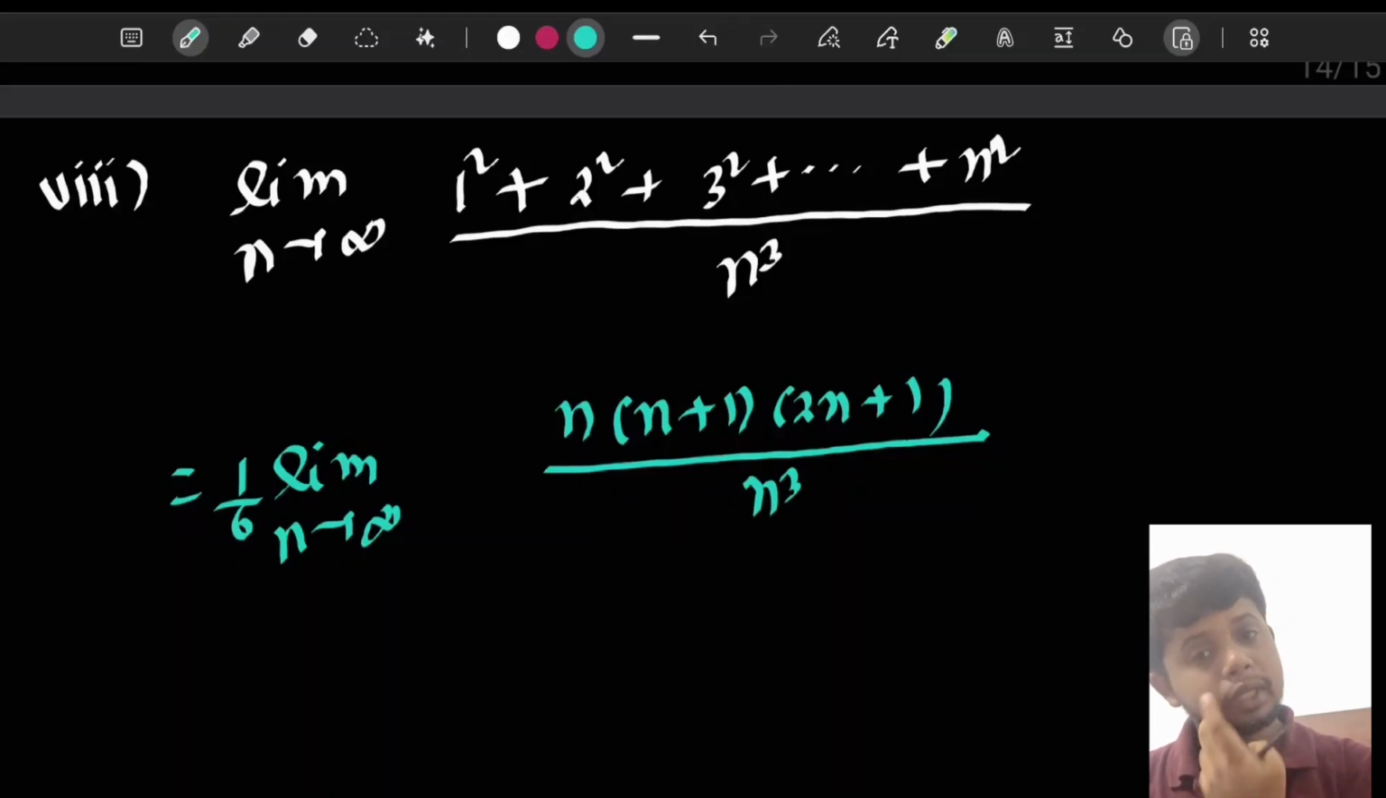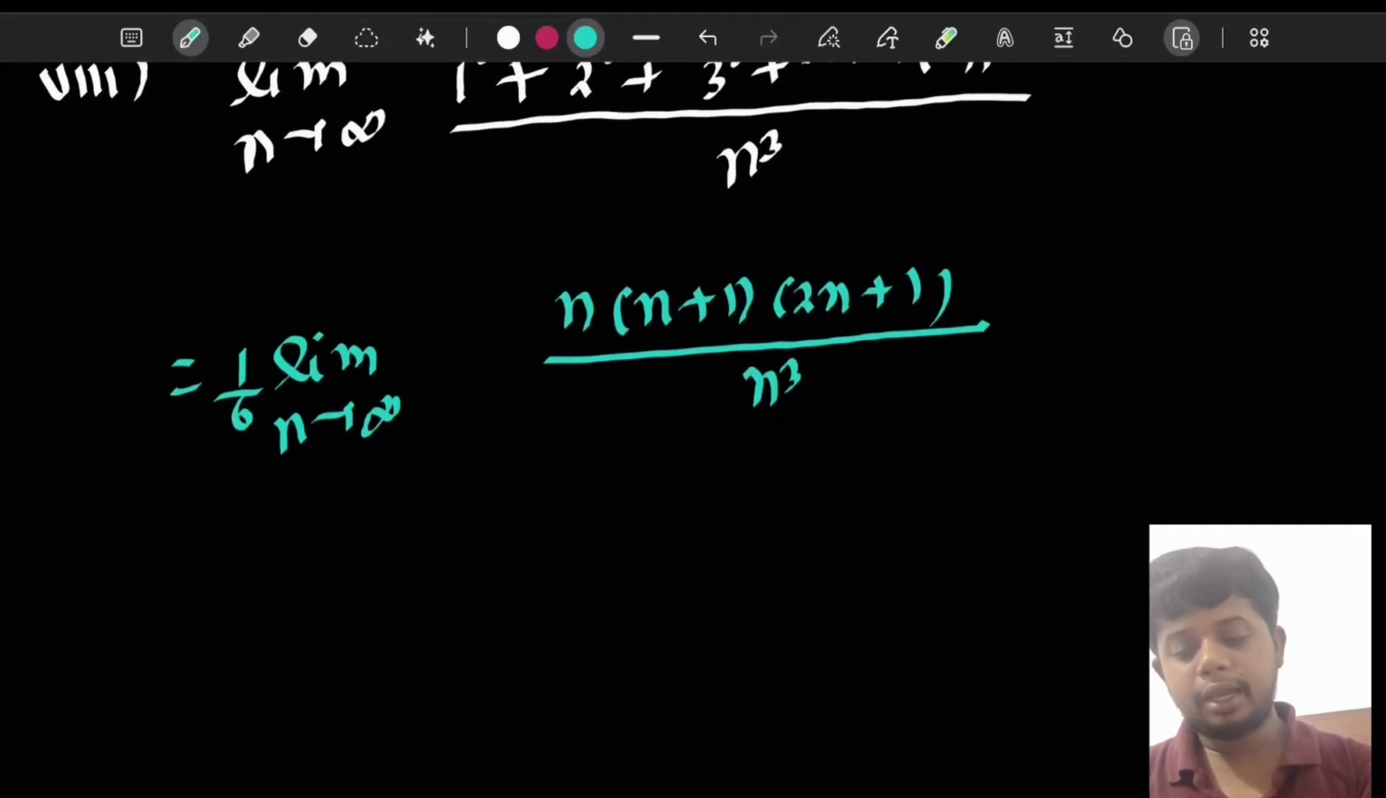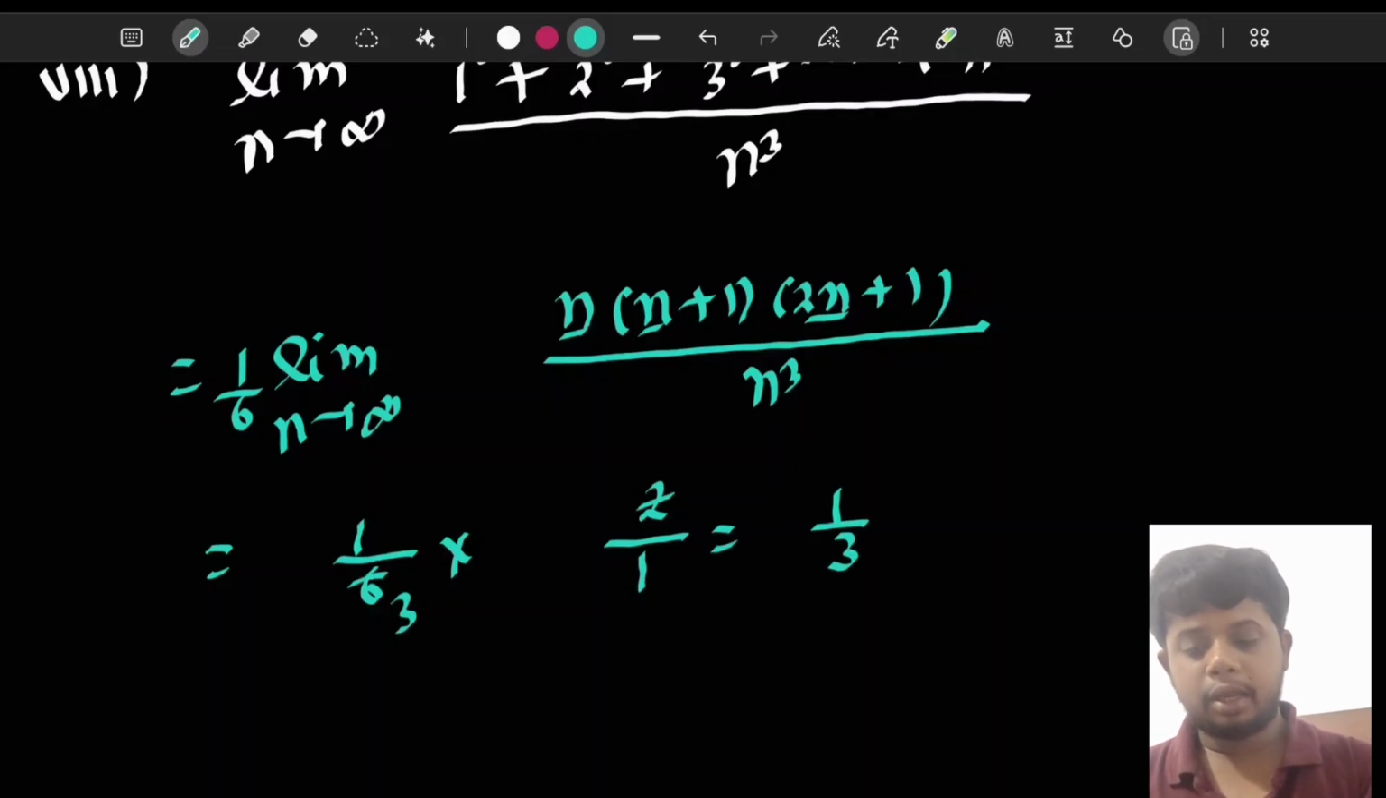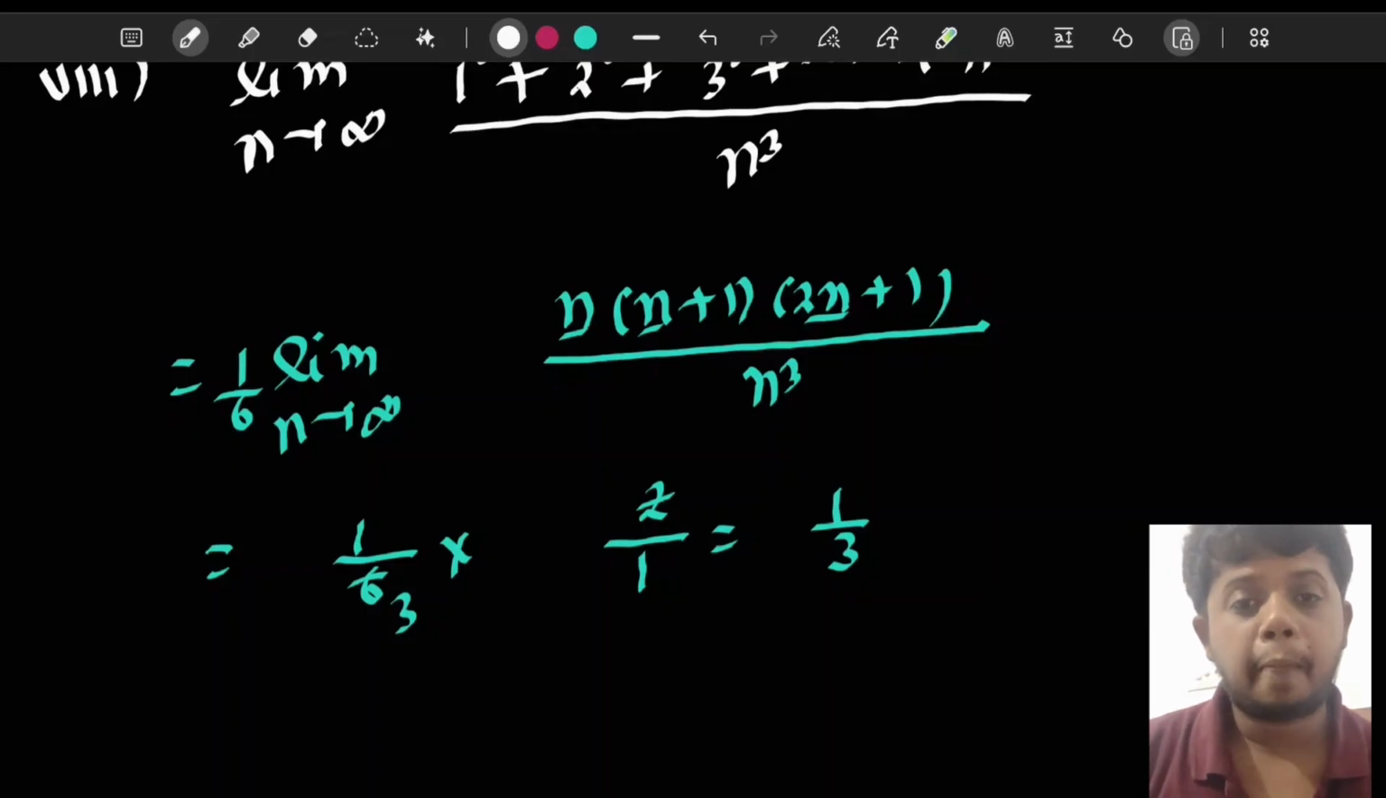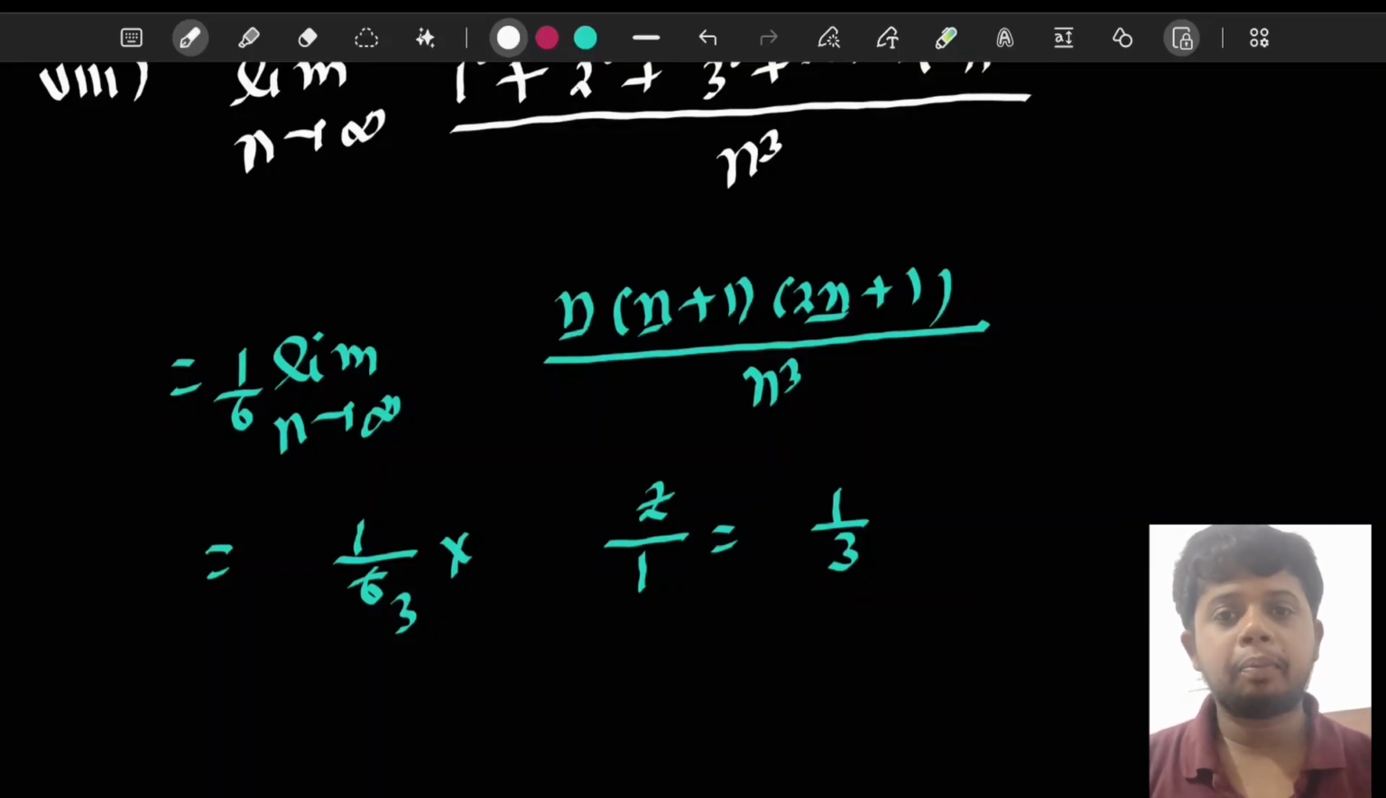Now if I see here, the degree is the same. What is the highest coefficient? That will become 2n cube, 2n and n square and n cube by n cube. That means the answer should be 1 by 6, and n cube coefficient here I'm getting 2, and numerator I'm getting 1. That means 2 by 6. If I cancel, I'll get 1 by 3. How many of you understood? Tell me. 1 by 3 is the correct answer. Next.